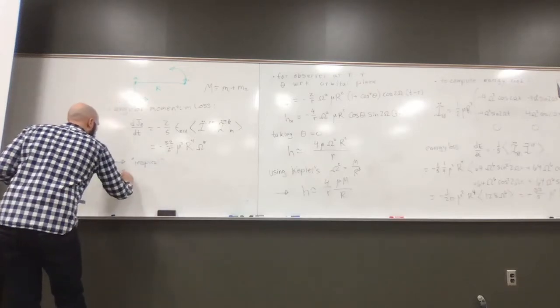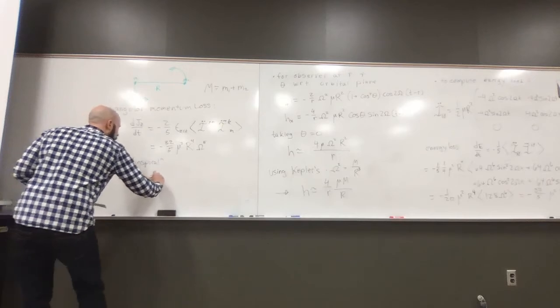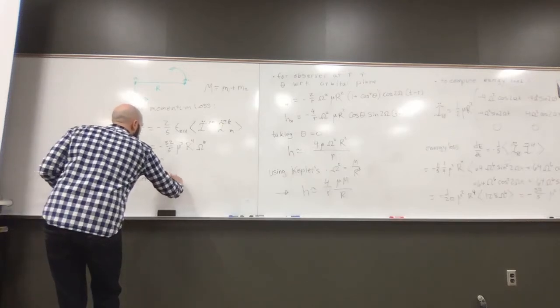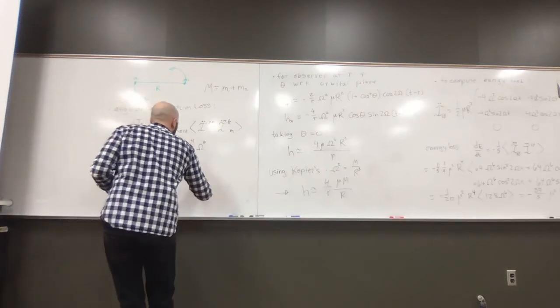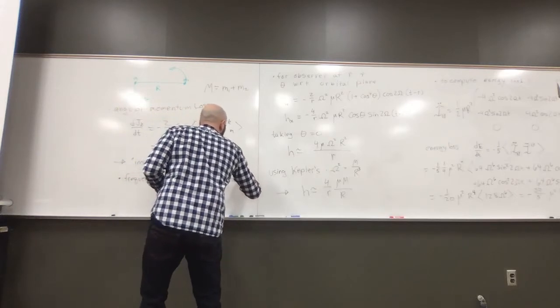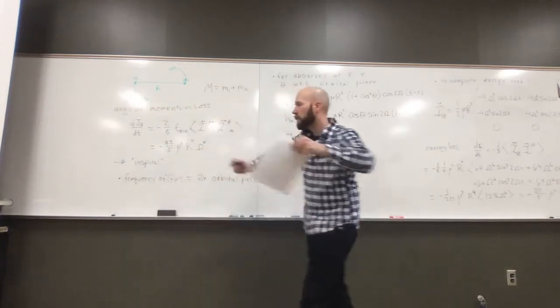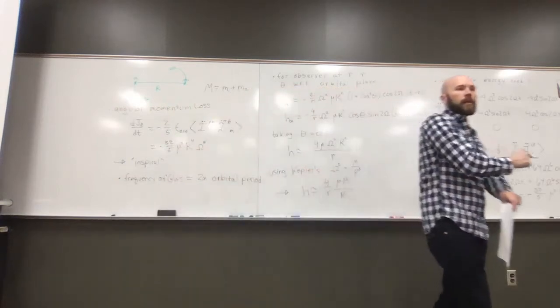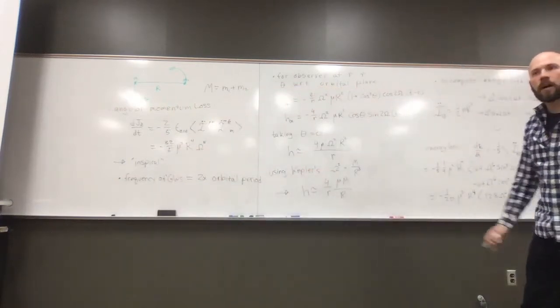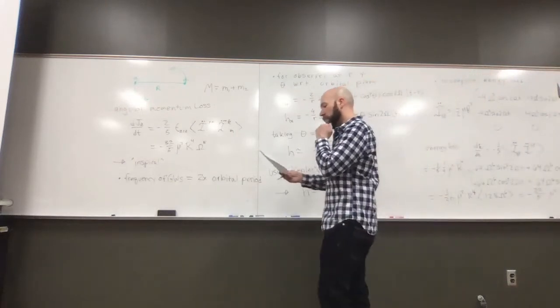Frequency of gravitational waves. So if you were to go out and measure what the frequency of these gravitational waves are, it is twice the orbital period. So for every passage of the binary completely around 2 pi, you have 2 wavelengths of gravitational waves. So it's twice the orbital period.